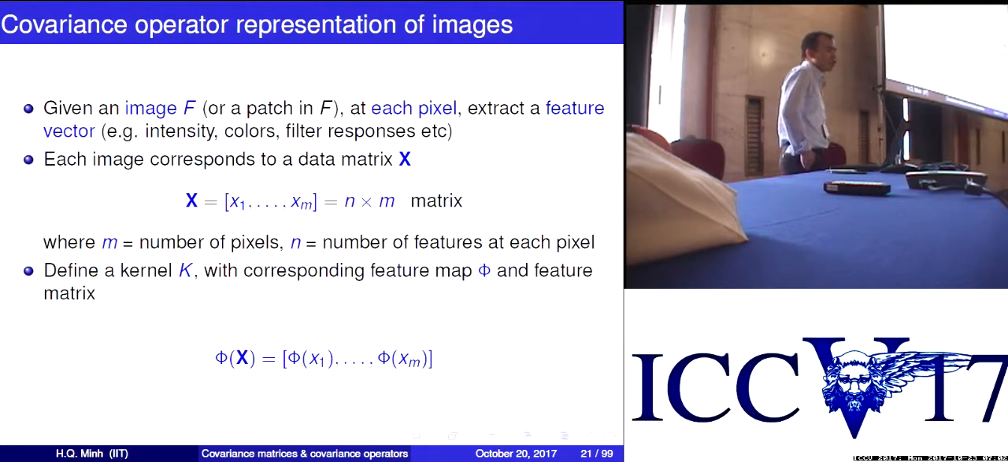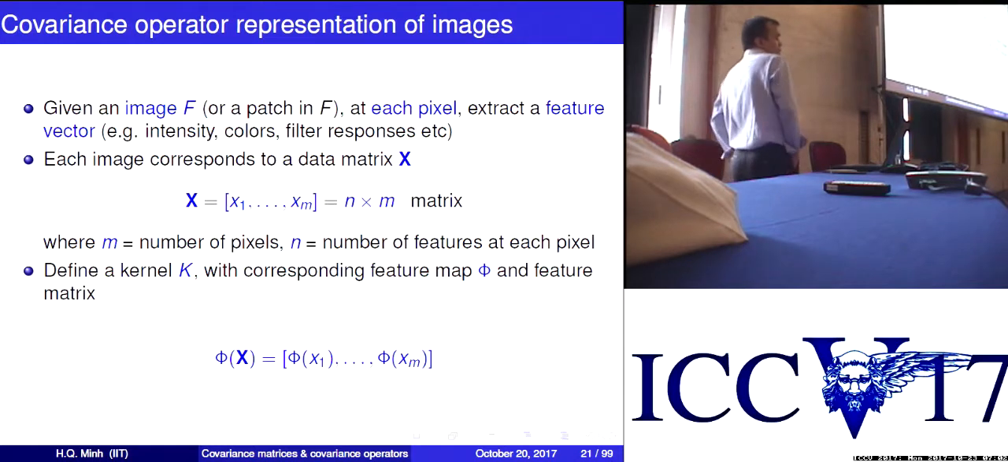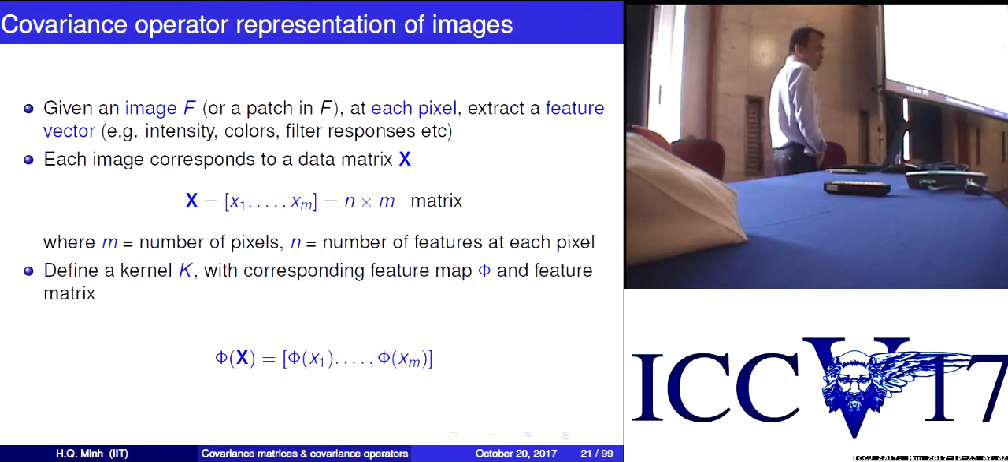Now, the representation of images by a covariance operator is a generalization of the covariance matrix. Given an image F, as before, we extract a set of feature vectors, and each image gives rise to a data matrix X as before. But now instead of computing the covariance matrix of X, we define a kernel K, and this kernel K induces a feature map phi, and we have the feature matrix phi(X).